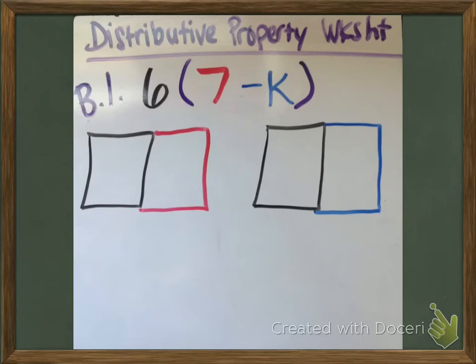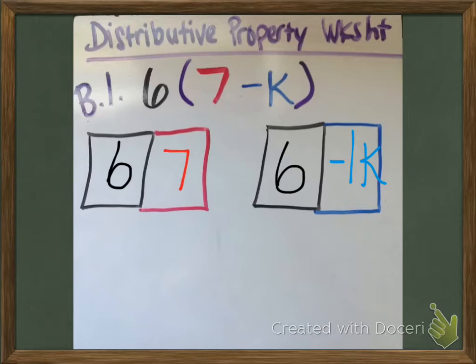Now look at B1. 6 times the quantity of 7 minus k. What do you think the answer is? Don't be confused that the k comes second in the answer. And remember, as always, when it's just a letter, it means there's technically a 1 in front of it. Okay, you're going to multiply 6 times each of those, so you make sure you put your 6 in the black boxes. Your first number is a 7, a positive 7. And your second one is a negative k. Remember, it's technically a negative 1k.